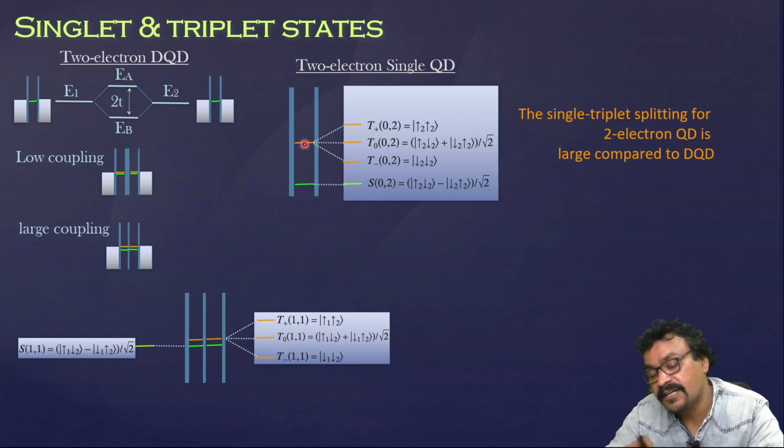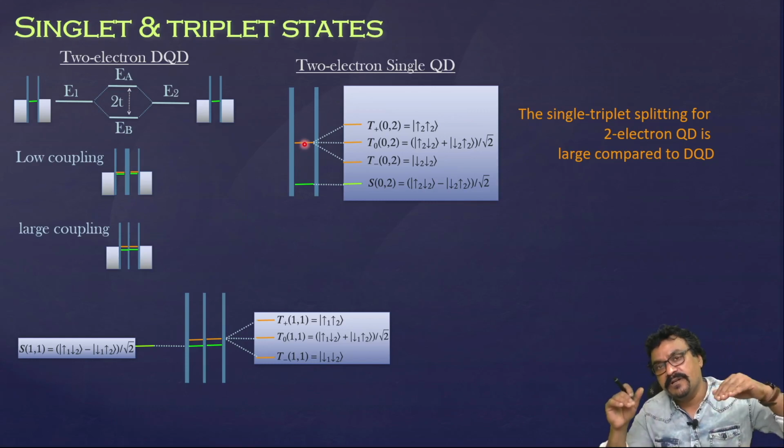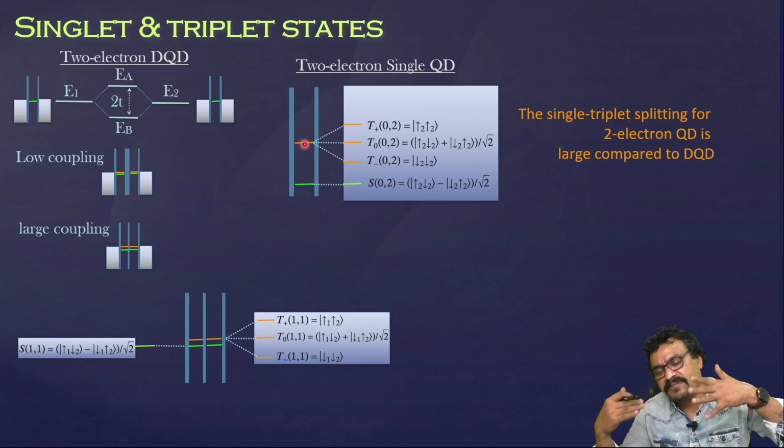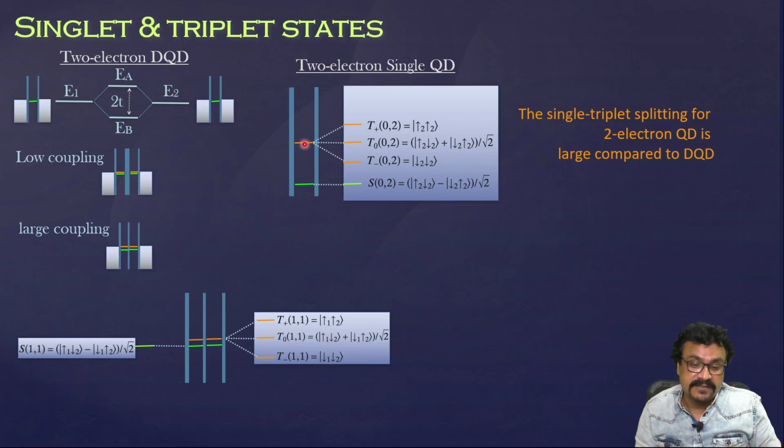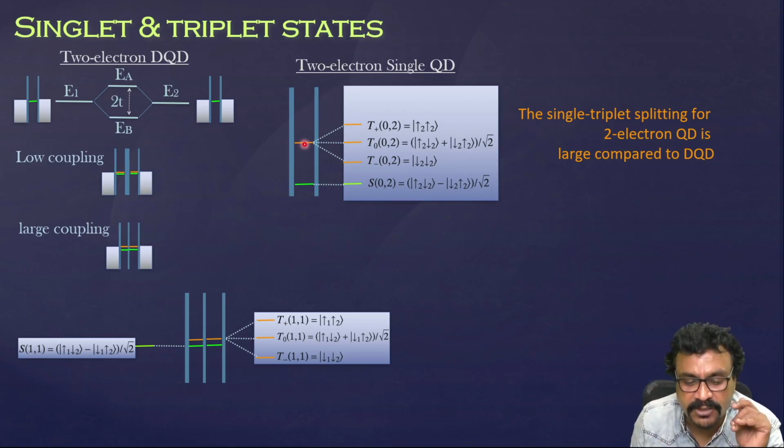So, the singlet-triplet splitting in a double dot is small, these states are very close by, whereas the singlet-triplet splitting in a single dot is very large. This point is very, very crucial to understand certain phenomena such as spin blockade, which is an important tool to read out the spin state.